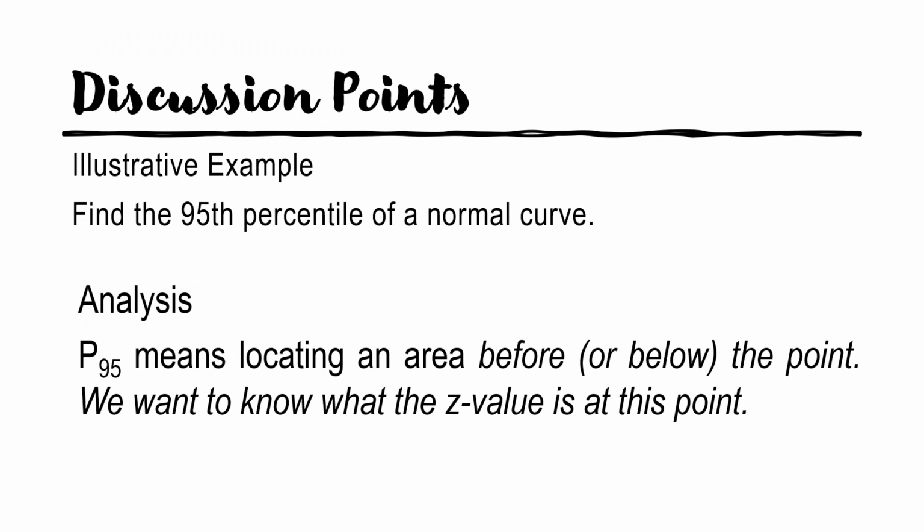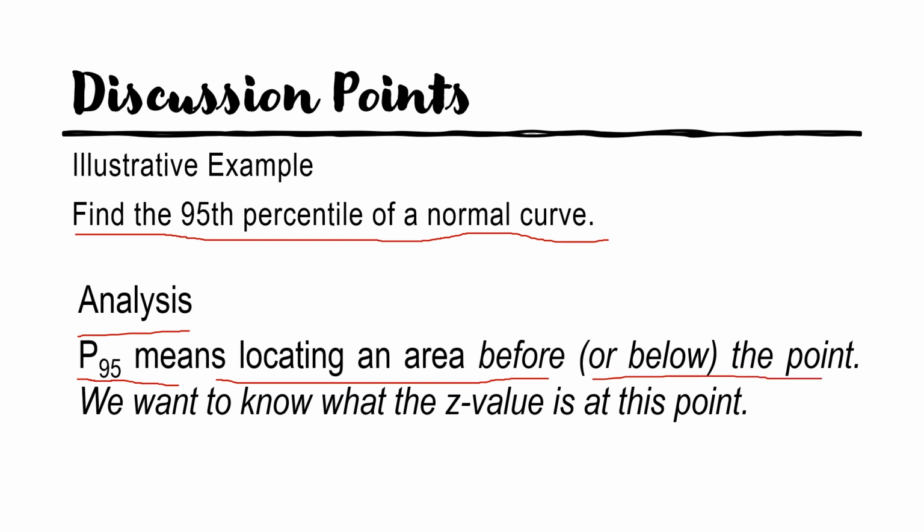So as part of the continuation of your discussion points, let's have this illustrative example. Our first illustrative example is: find the 95th percentile of a normal curve. Analysis. Your 95th percentile means locating an area before or below the point. We want to know what the z value is at this point.